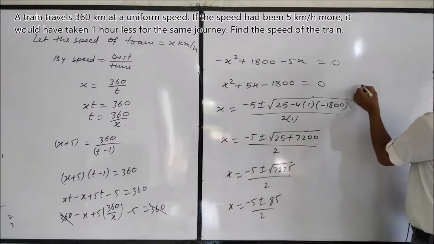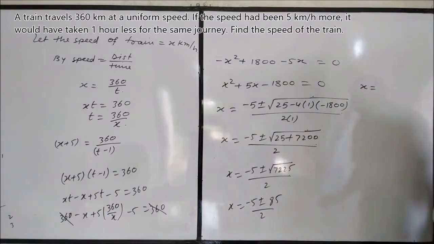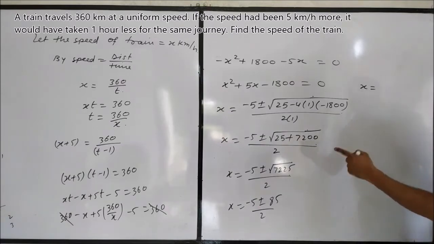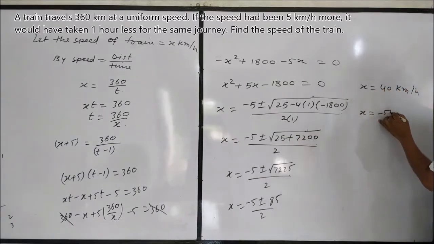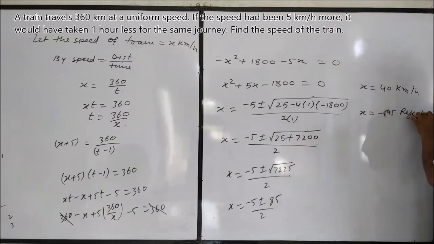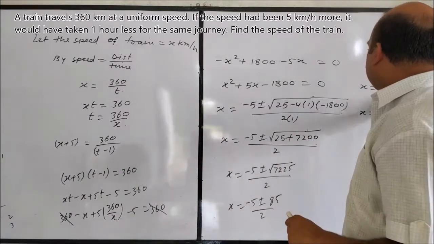Then x equals minus 5 plus 85 by 2. We will take the positive sign. Then that will be 80 by 2, that is 40 kilometer per hour. And the other value, minus 45, we will reject. So the speed of the train is 40 kilometer per hour.